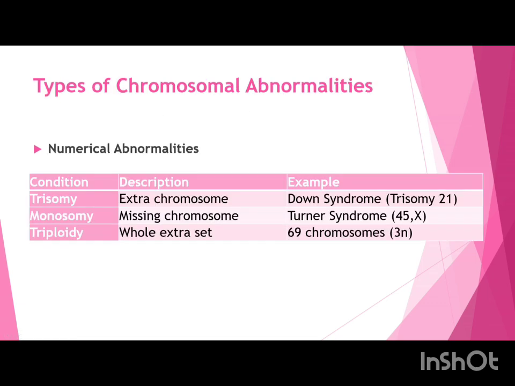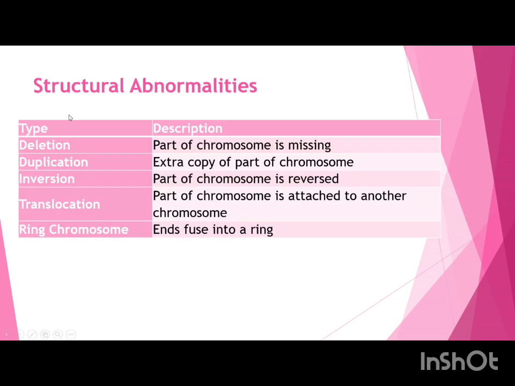Next is types of chromosomal abnormalities. There are numerical changes. The number of chromosomes can be changed. If there is addition of one extra chromosome, then it is trisomy. If there is missing of one chromosome, then it is monosomy. If there is a whole set of extra chromosomes, then it is triploidy, because diploid is natural. If one more set is present, then it is triploid. If two extra sets are present, then it is tetraploid. So this is the change in the number of chromosomes.